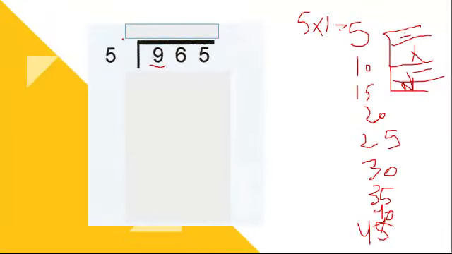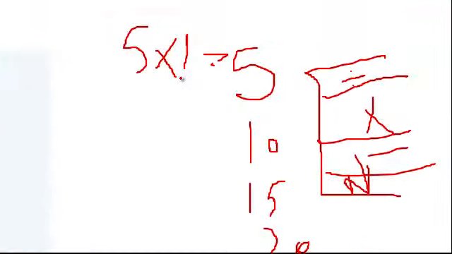So I'll take the first number, 9. Is there any number multiply 5 give me 9? No, there is nothing multiply 5 give me 9. But there is something multiply 5 give me something near to 9, and I'll take the nearest smallest. When I choose 5 or 10, which is the nearest smallest? Yes, it's 5. So this 1 will go over here, and this 5 will go over there.